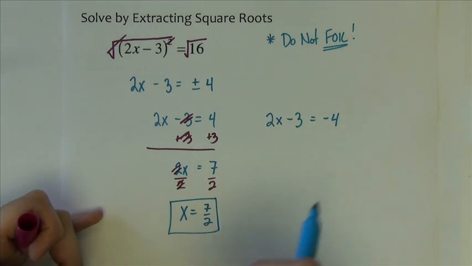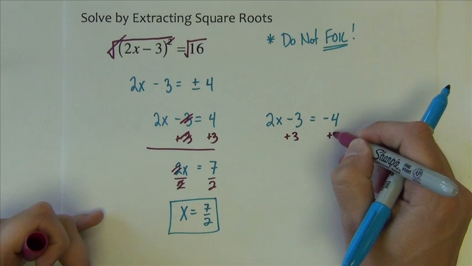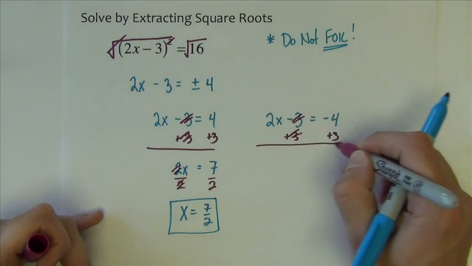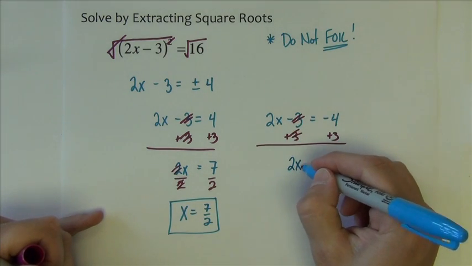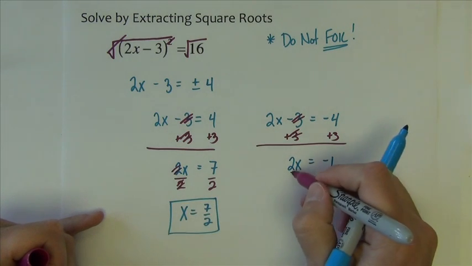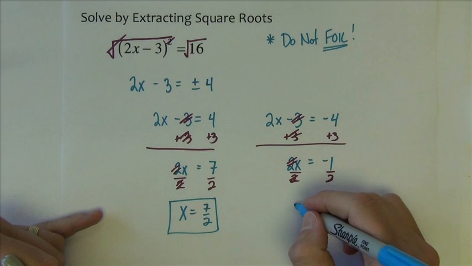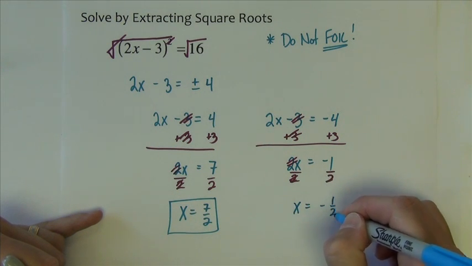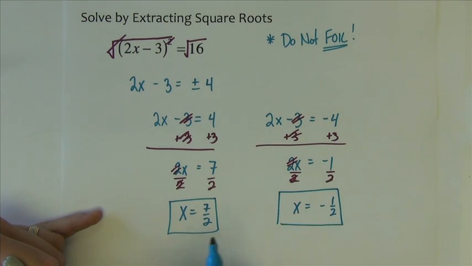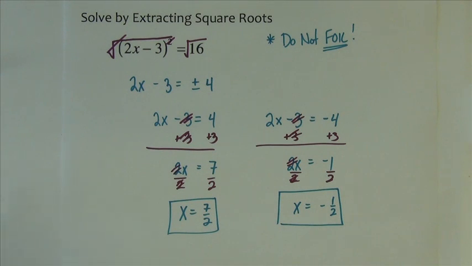That's an answer. We'll do the same steps over here. Add 3. So I've got 2x equals negative 1. Divide by 2 gives us x equals negative half. There's my square root technique. Typically, square root technique, that's the first step you're going to do, is just square root the equation and then create your two simpler linear equations to solve.